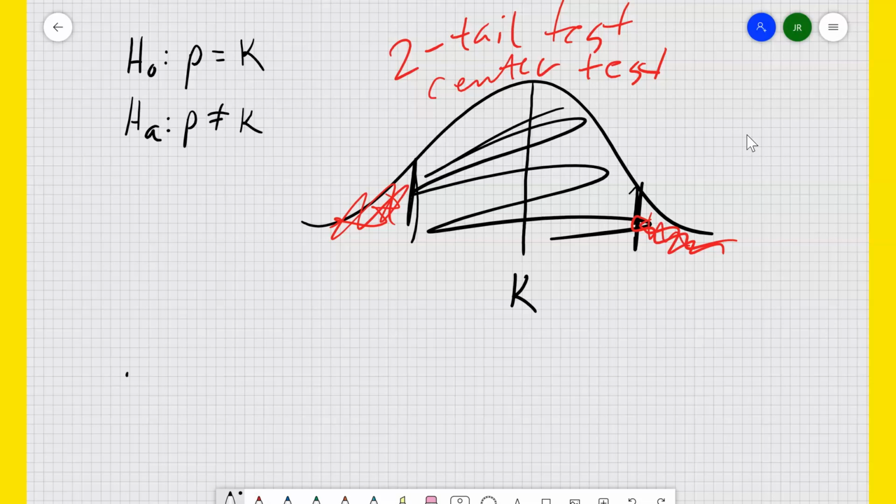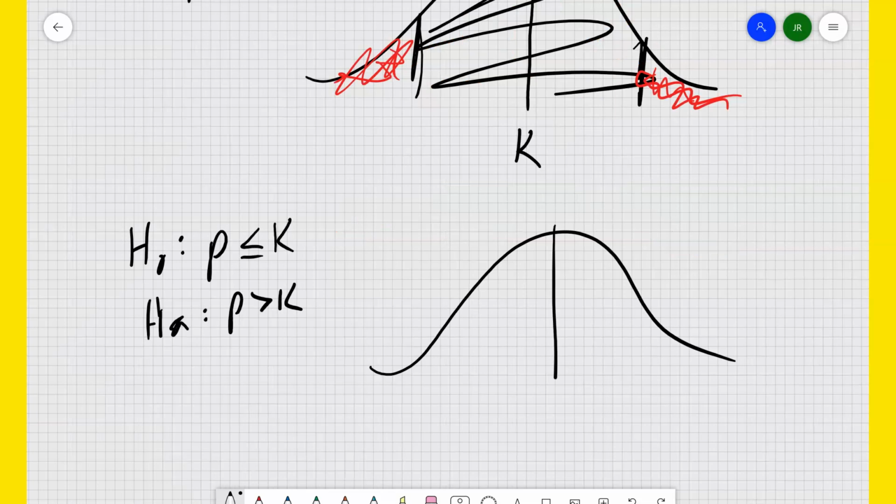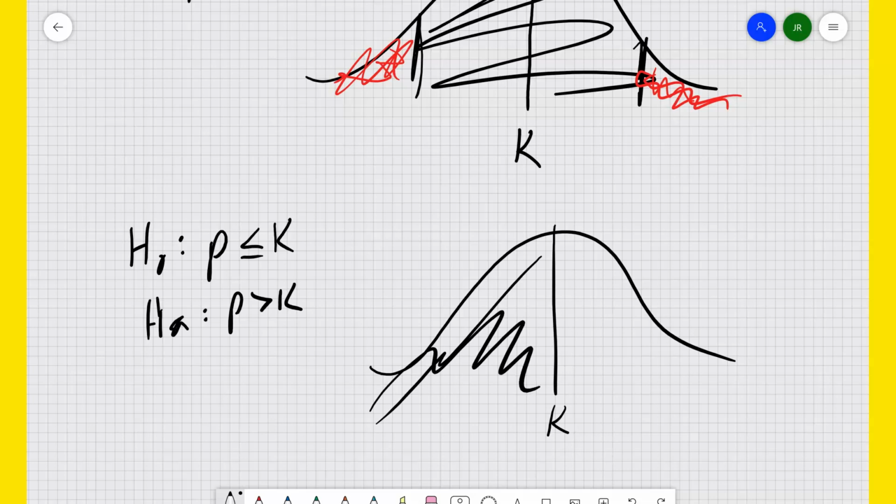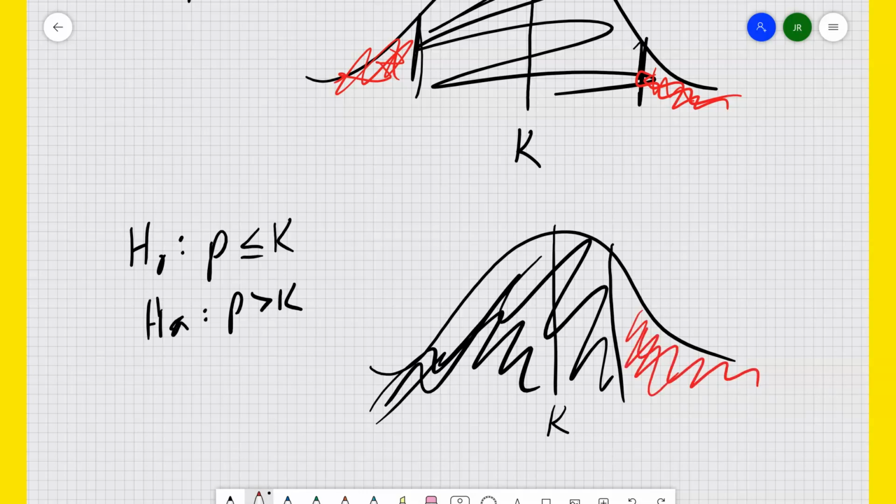All right, if H naught were something like P is less than or equal to K, and so HA was P is greater than K, then that would look like this. Okay, here's K. We're saying anything over here is good. In fact, we could even go over here some and say everything over there, we won't be able to reject it. But there comes a point where we get into the bad part over here, where we would have to reject it. That's called a right tail test.